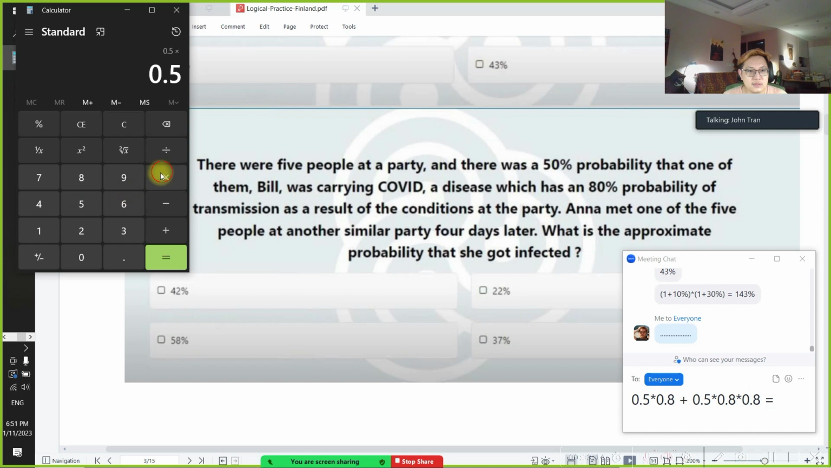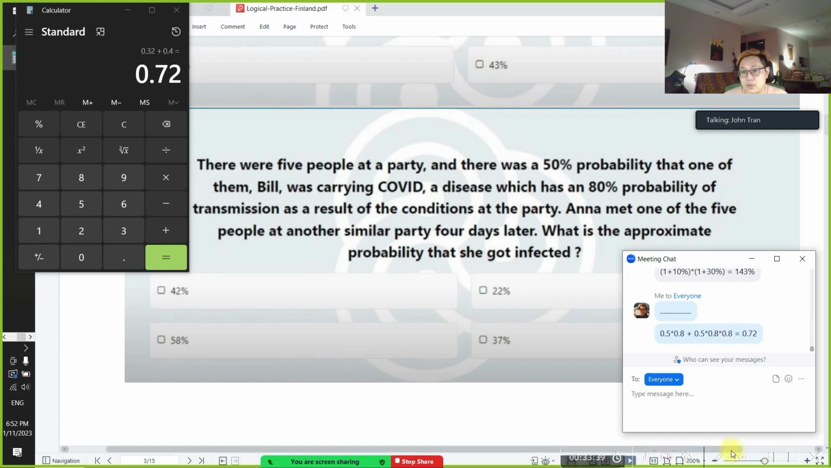So 0.5 times 0.8, it's 0.4, and then times 0.8 again, plus 0.4. Okay, but this is none of the answers here. So what do you think, class? So what do you think is the correct way? Let's try it. What do you think, class? It's a very difficult question, exactly. And in other classes we haven't been able to find out the answer.